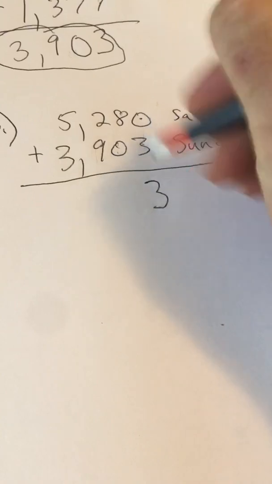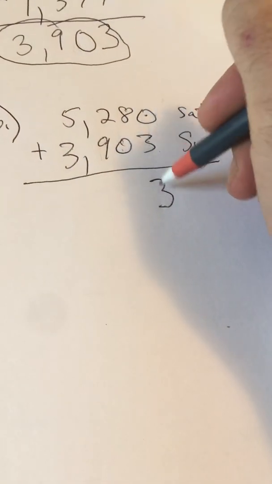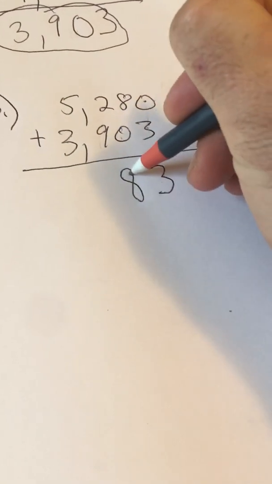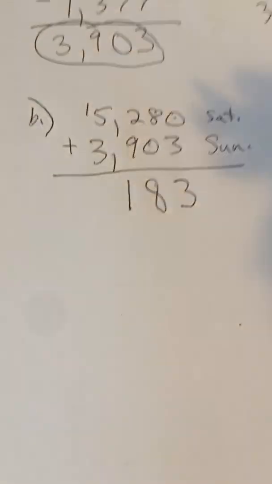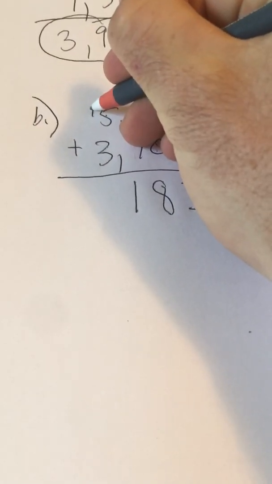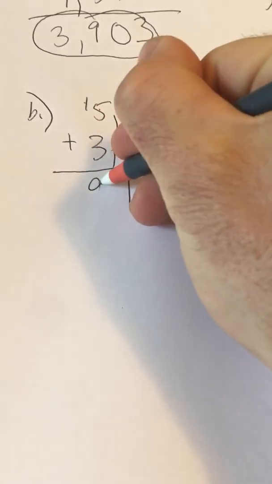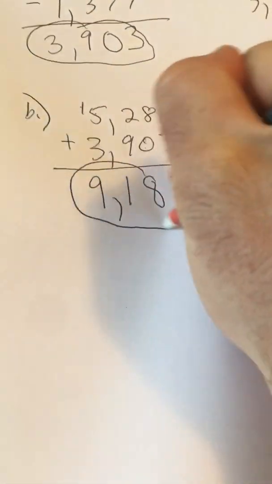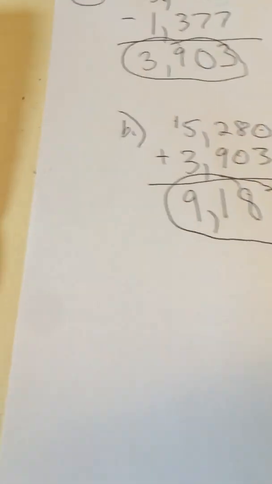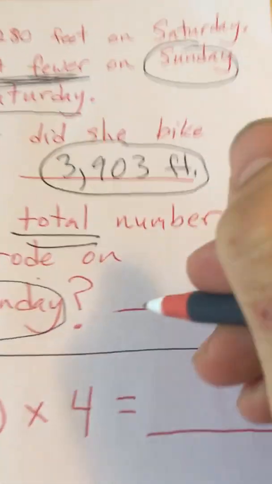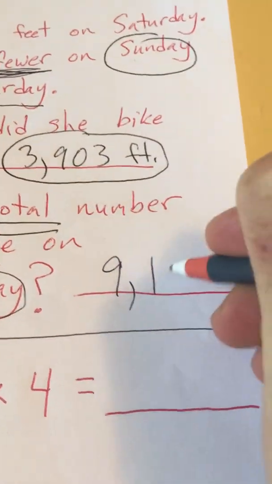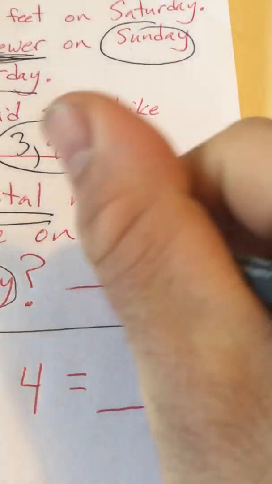0 plus 3 is 3. Just check your operation, make sure you're doing the right one. 8 plus 0 is 8. 9 plus 2 is 11, carry the 1. And then 5 plus the 1 we carried is 6, plus 3 more makes 9. So all together, 9,183 feet is how far she biked on both days combined.